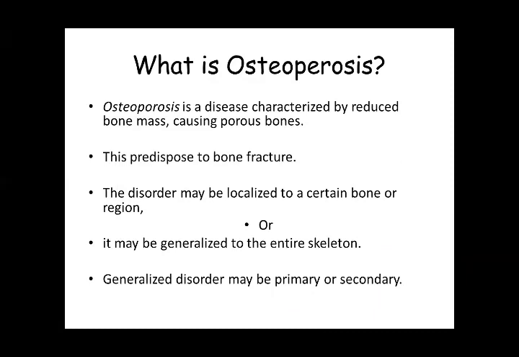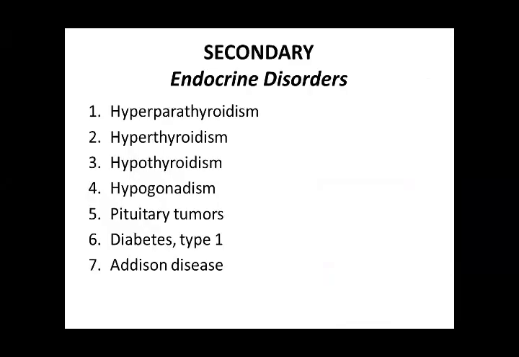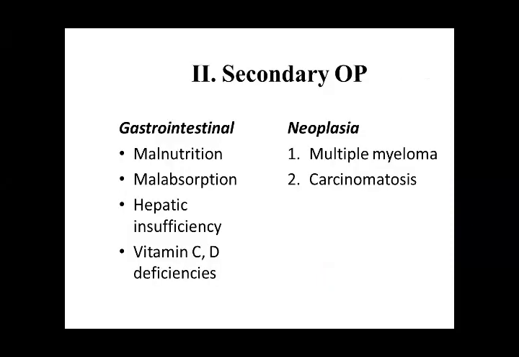So, osteoporosis, what is it? It is a disease characterized by reduced bone mass, causing bone to become porous, and that predisposes to fracture. The disorder may be localized to some regions of the bone more than the generalized skeleton. We discussed that there is primary osteoporosis and secondary osteoporosis. When we talk about primary osteoporosis, we talk about post-menopausal, senile, and idiopathic osteoporosis, whereas secondary osteoporosis has several causes, including endocrine, gastrointestinal, and neoplasias.